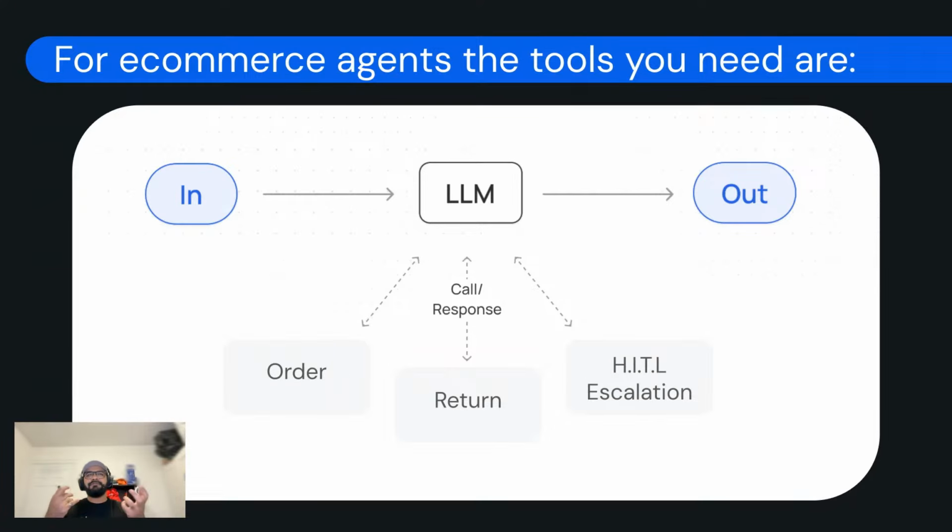Let's say you have a different type of agent. You have an e-commerce agent. Now, notice how this backbone is still the same. The only thing that's different is now the universe of tools that this language model is connected to and can call before it has to answer.